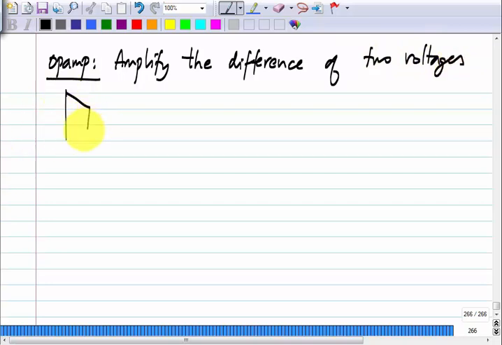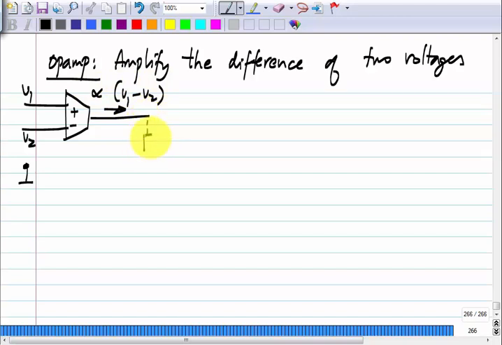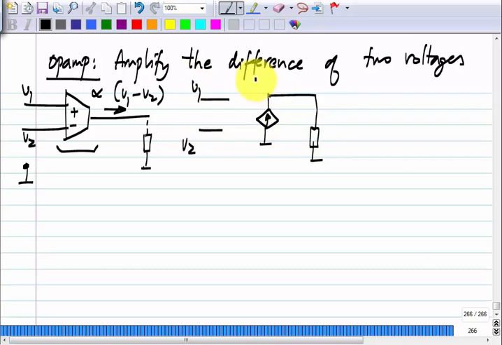So, we want something of this sort, where this is V1 with respect to ground, V2 with respect to ground, and we should have a current that is proportional to V1 minus V2. This symbol is nothing but a voltage controlled current source. This is some GM times V1 minus V2. That is what we want.